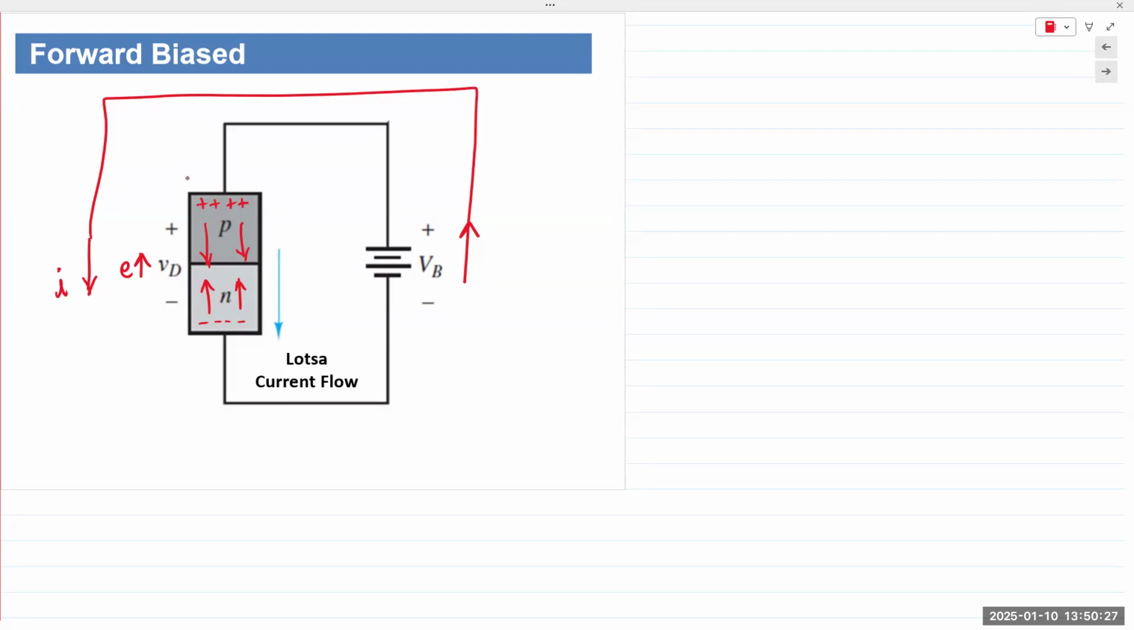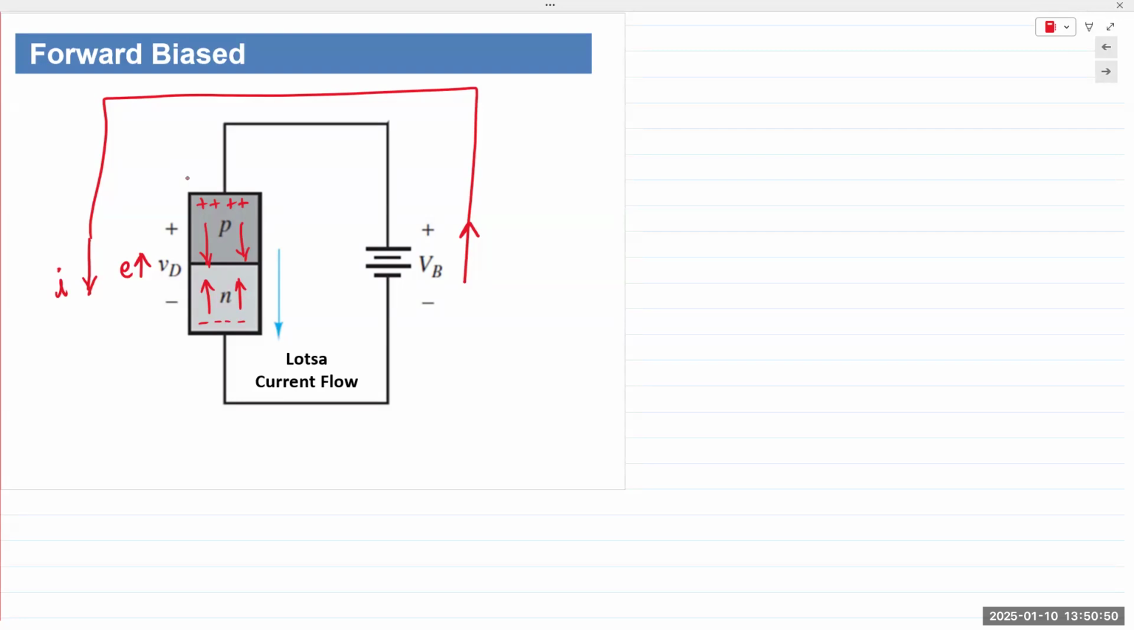It does not necessarily have to be 0 volts at the cathode. Okay, it could be 3 and 2 volts, 3 at the anode and 2 at the cathode, and the diode is still said to be forward bias, because the net effect of those voltages would mean that the anode is held at a higher potential.